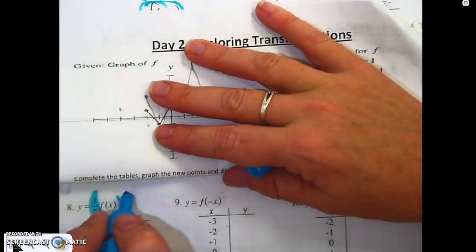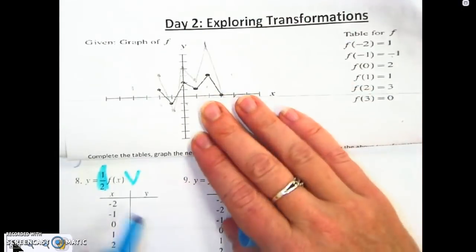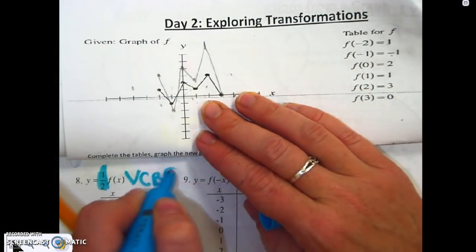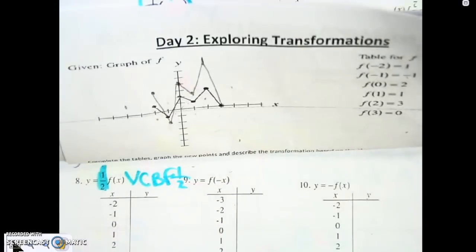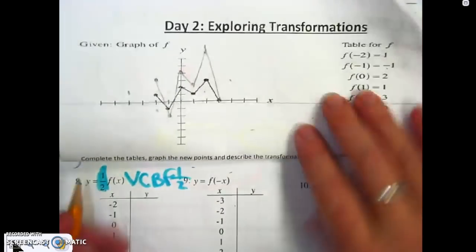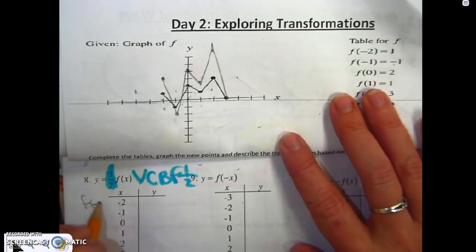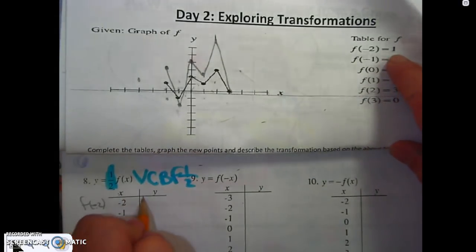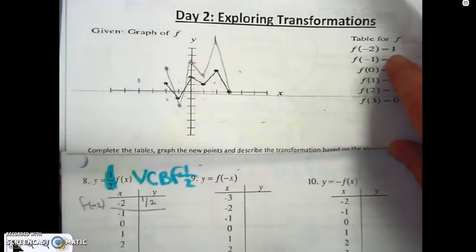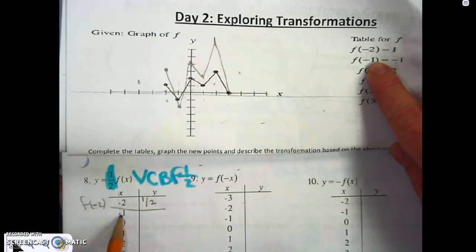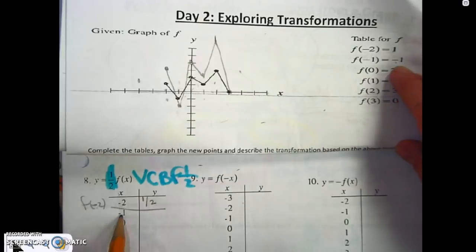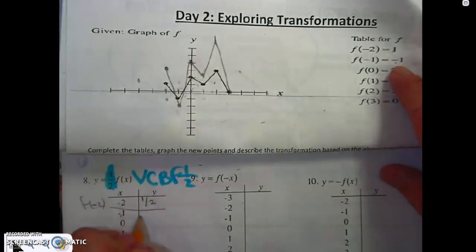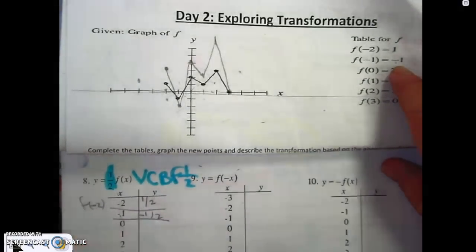So remember, if it's with the Y, it's a straight shooter. Vertical, but it's not a stretch because it's less than 1. Compression by a factor of 1/2. So that means I go f of -2 is 1. But then I have to take half of that. So half of 1 is a half. F of -1 is -1, but I have to take half a -1, which is -1/2.